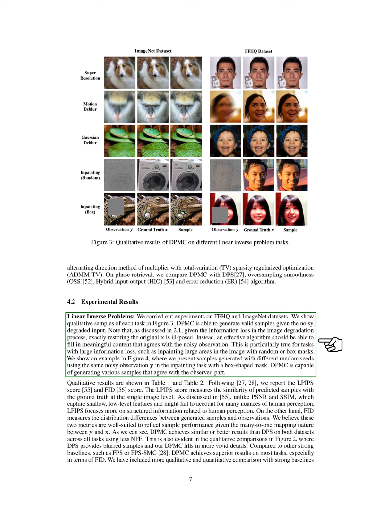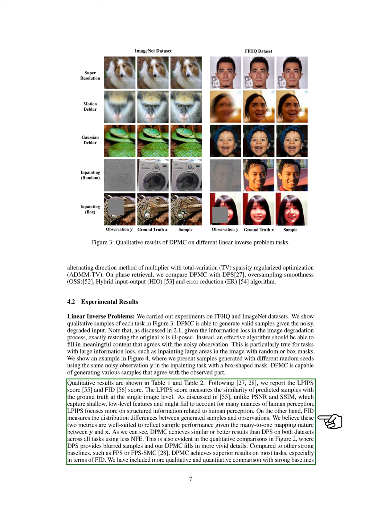Given the information loss during image degradation, restoring the original image is challenging. Instead, an effective algorithm should fill in meaningful content that aligns with the noisy observations, especially in tasks with significant information loss, like inpainting. We show examples where DPMC generates diverse samples from the same noisy input in the inpainting task. We report the LPIPS and FID scores, which measure the similarity of generated samples to the ground truth and the distribution differences between generated samples and observations, respectively.